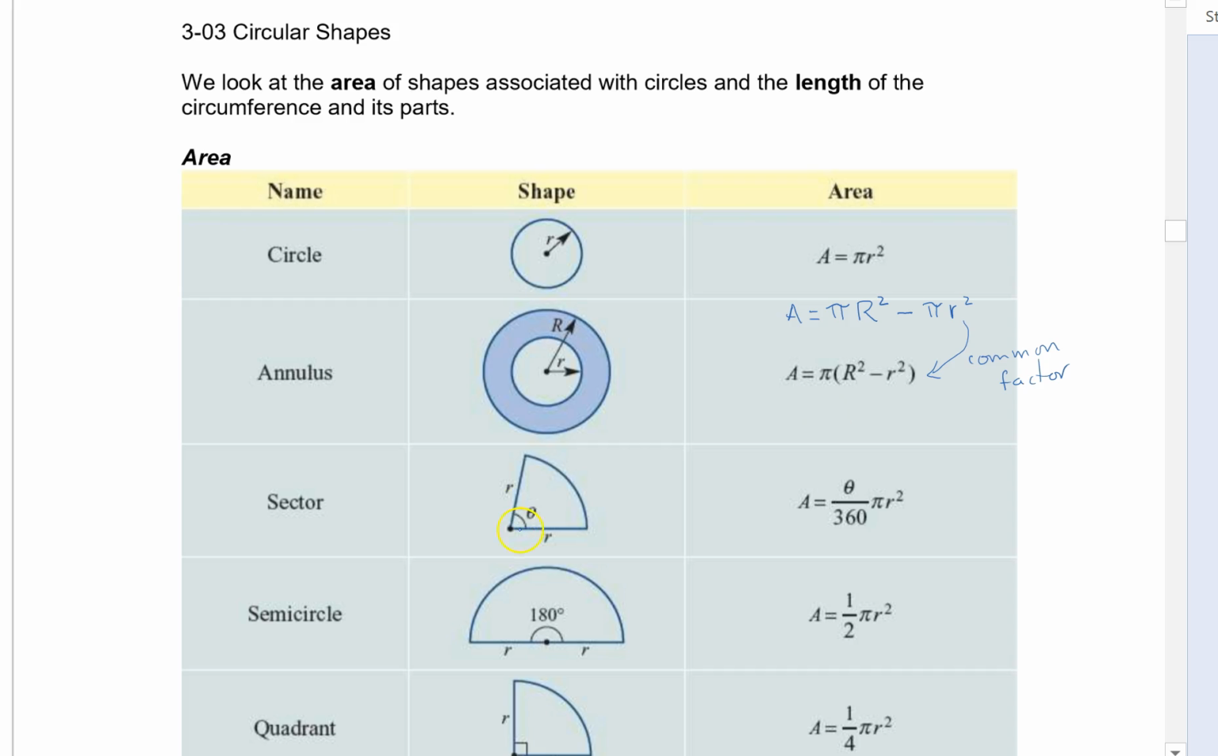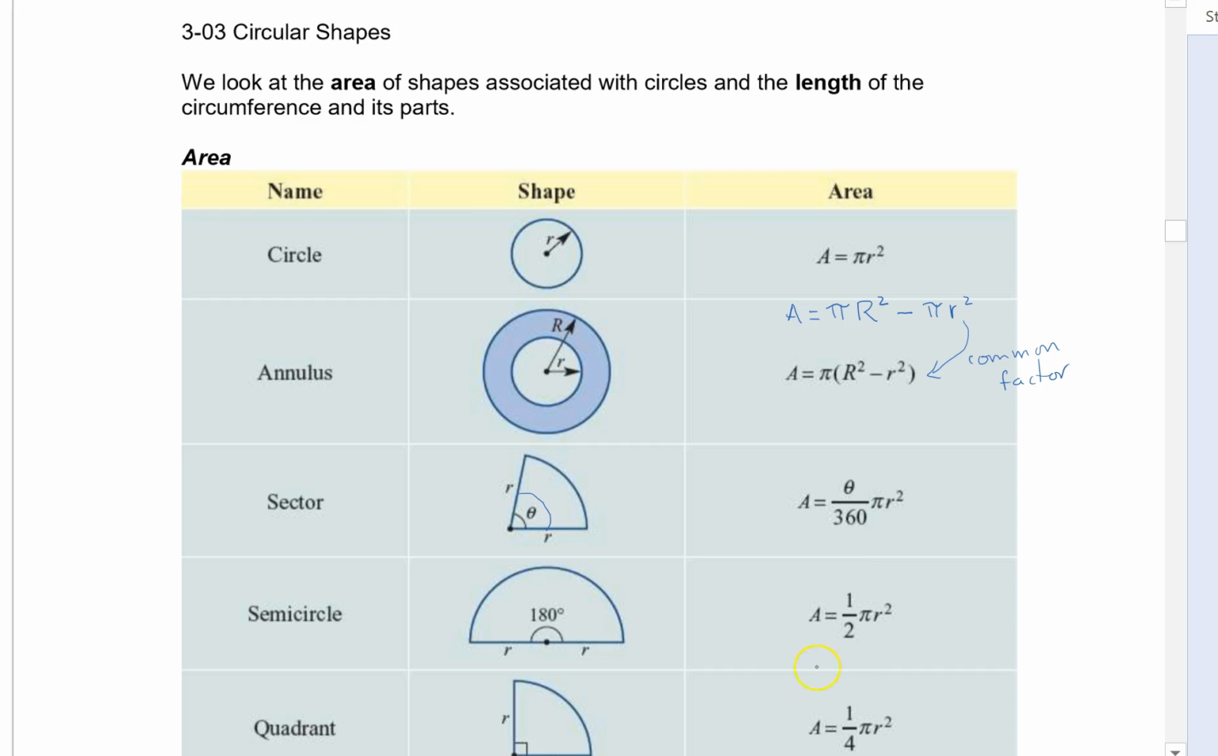A sector is only part of a circle. You need to be aware of the size of the angle at the centre. That over 360 creates what fraction of the actual circle that we've got, and we introduce that as part of the area of the circle. So we only want a fraction of the area of the circle.